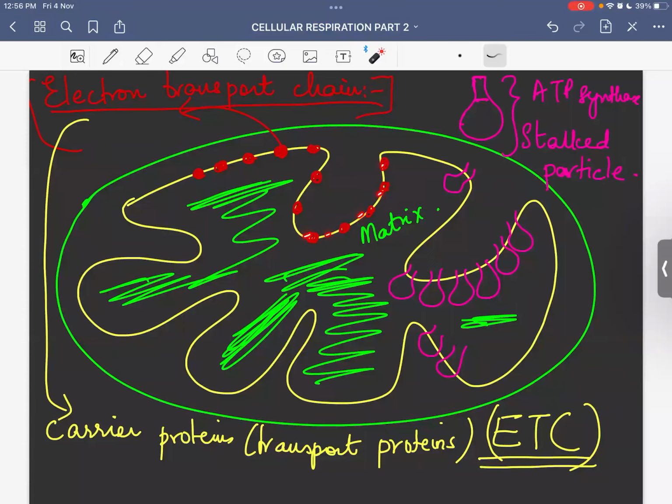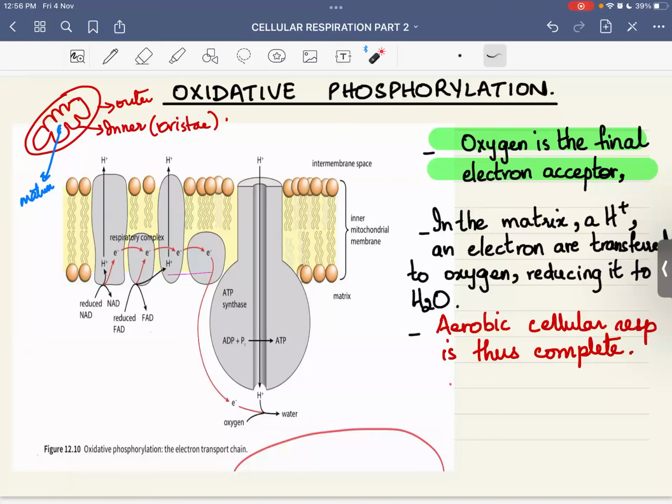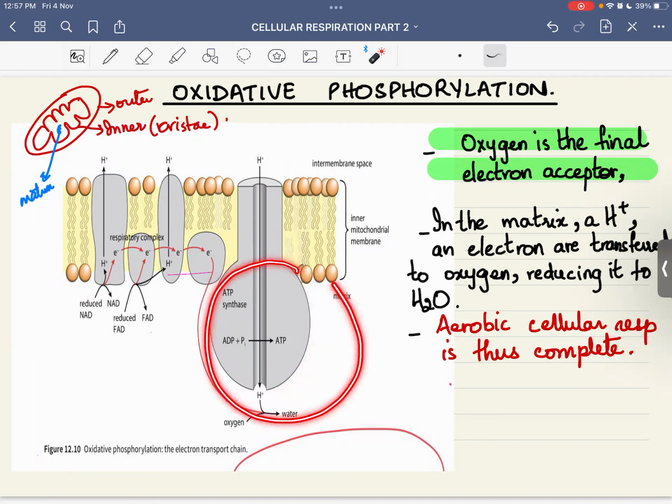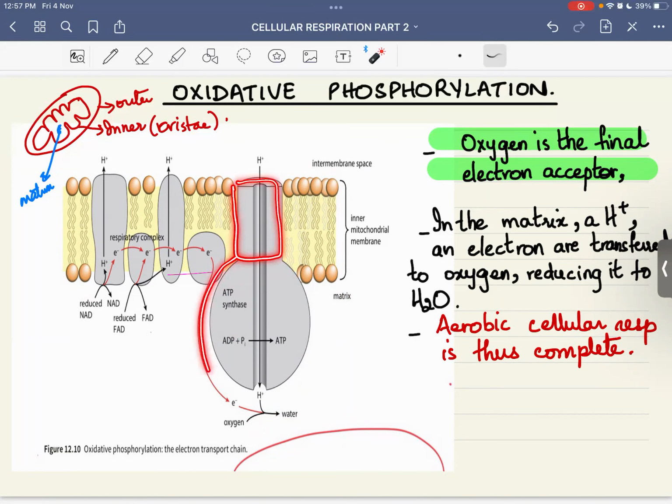Now, same inner membrane आपको नजर आ रही है. Look at the stalked particle. ये देखो. ठीक. As I told you, the stalked particle has two parts. One is this part, which functions as a channel protein, and the other is this round part, which functions as the enzyme ATP synthase. ठीक है. तो ये function करेगा as a channel protein, ये function करेगा as an enzyme.